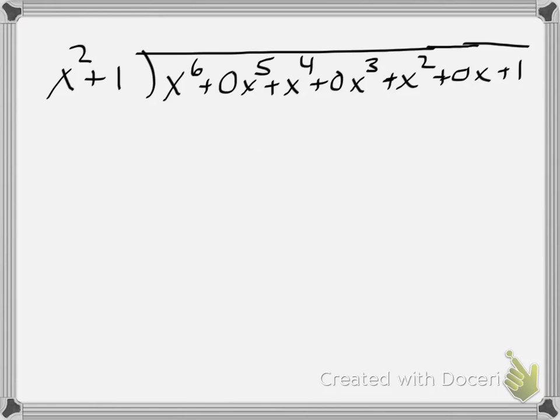So when we set it up, using our process for long division, I'm going to start with my first term here. I'm going to say x to the 6th divided by x to the 2nd gives me x to the 4th, which I'll put here. And then I multiply. X to the 4th times x squared gives me x to the 6th. X to the 4th times 1 gives me x to the 4th, which I'll place in the appropriate spot.